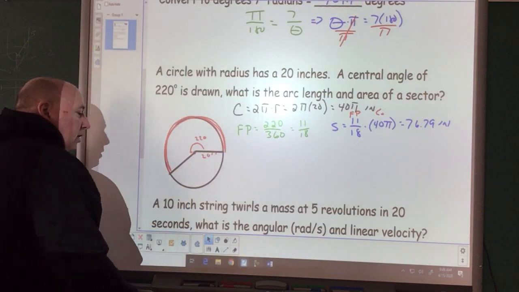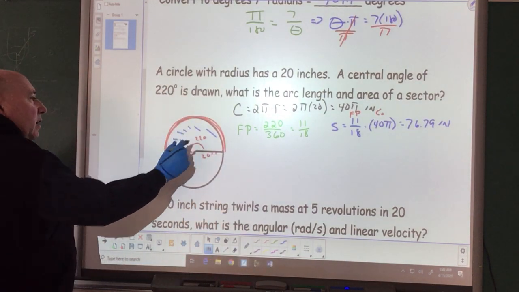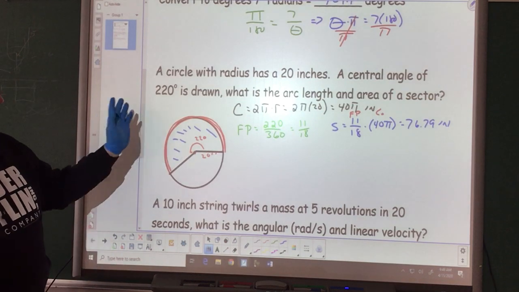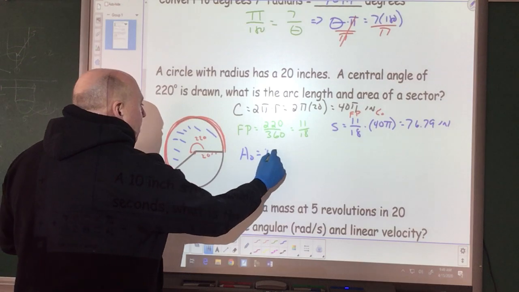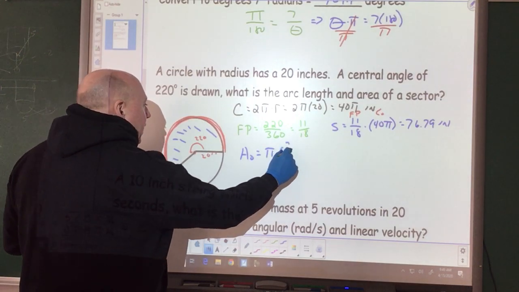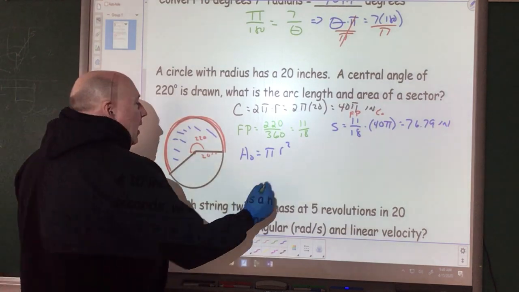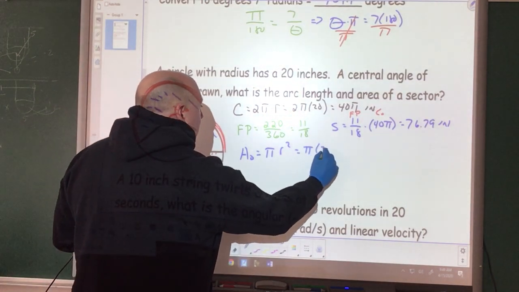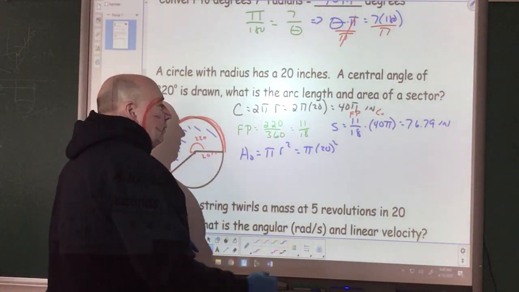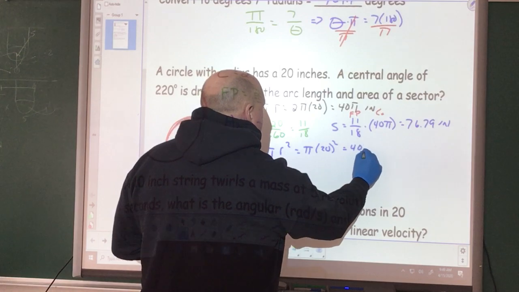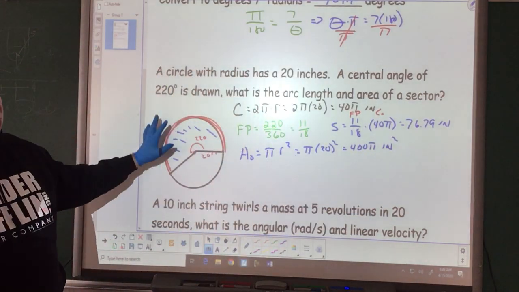Now the area of the sector, now we're trying to find what this area is right here. So now we're talking about the area of the circle. Well, the area of the circle is calculated by pi times our radius squared. Our radius once again is 20, so we have pi times 20 squared. This will give us 400 pi inches squared. That's the entire area of the circle.